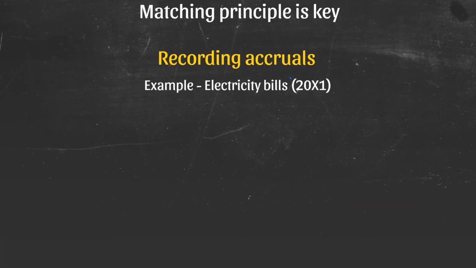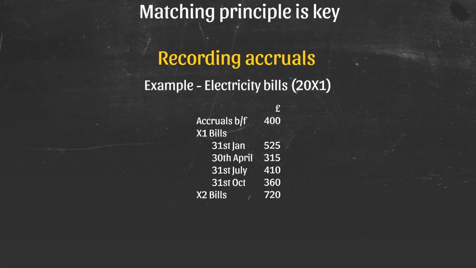So we are going to deal with an example focusing around electricity bills for the 20X1 financial year. And in terms of the information that we have here, we can see that we have an existing accruals amount that has been brought forward from the previous accounting period.